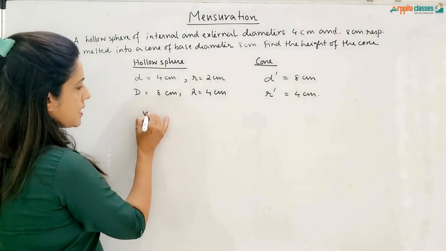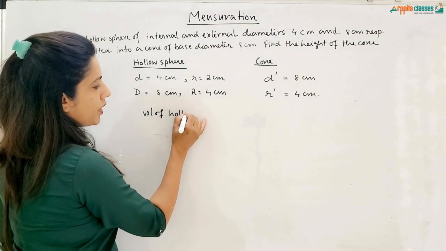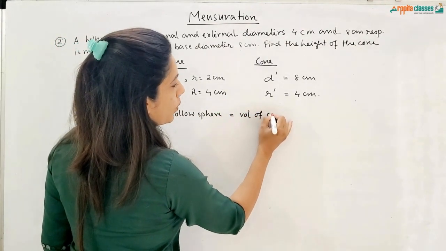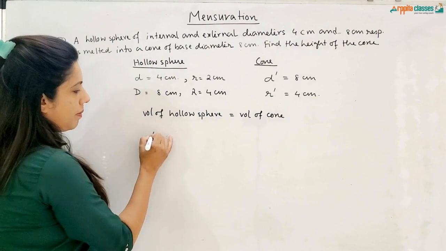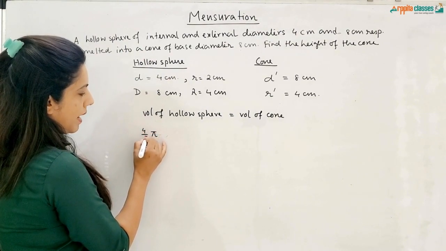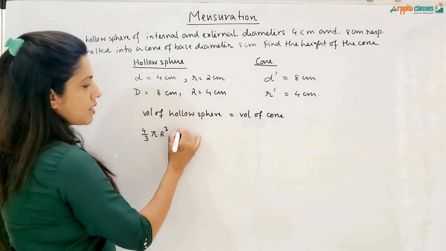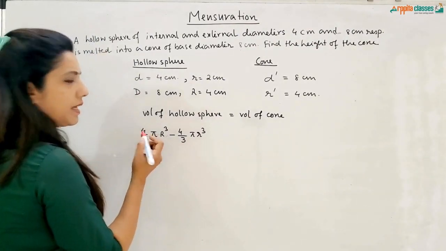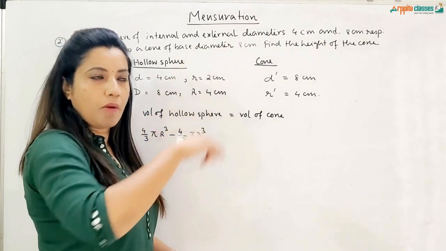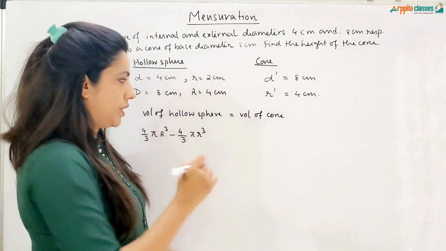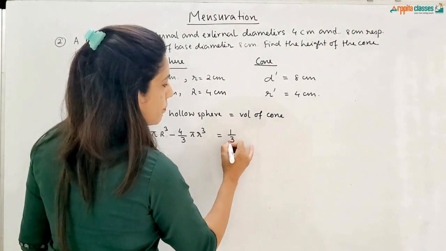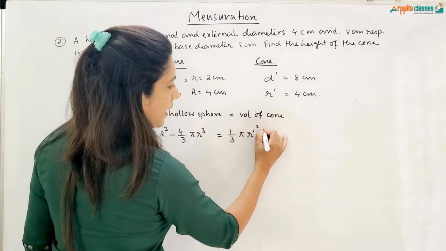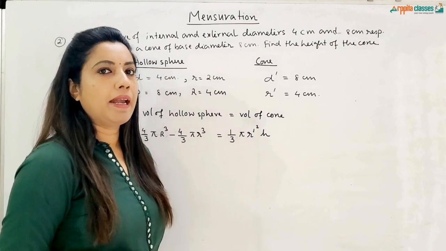So here in this case again, volume of hollow sphere would be equal to volume of cone. Now volume of hollow sphere will be 4 by 3 pi capital R cube minus 4 by 3 pi small r cube. Right? Because it's a hollow sphere. So the volume of outer sphere minus volume of inner sphere will be equal to volume of cone, which is 1 by 3 pi r dashed square h. Volume of cone is 1 by 3 pi r square h.